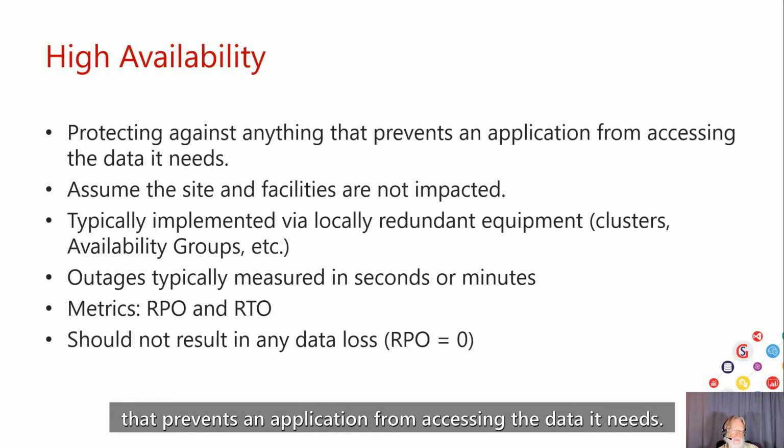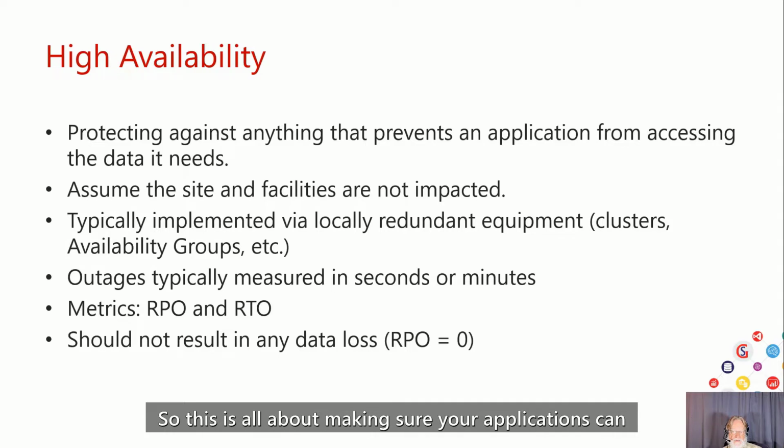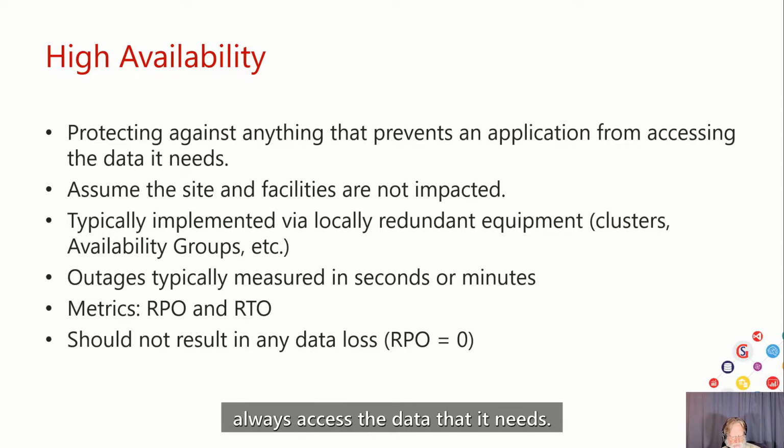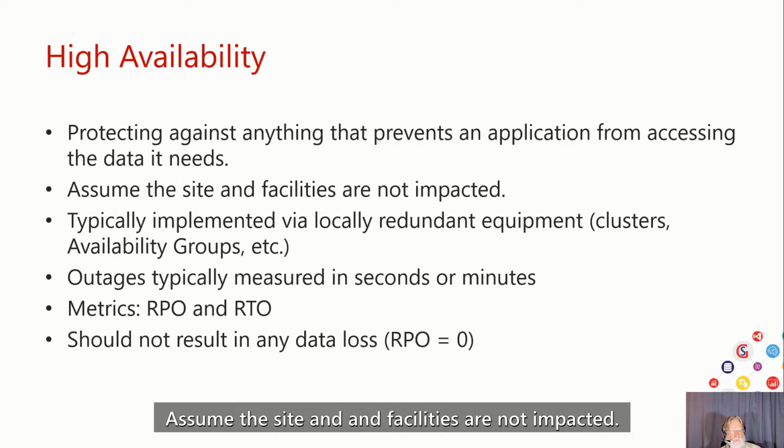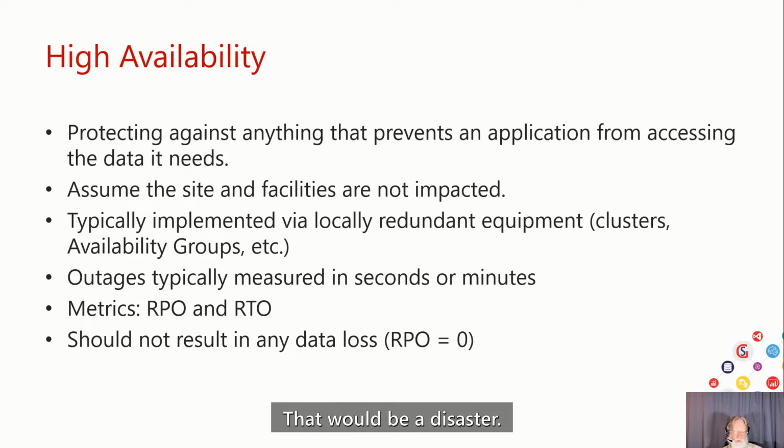High availability is protecting against anything that prevents an application from accessing the data it needs. So this is all about making sure your applications can always access the data that it needs. Assume the site and facilities are not impacted.